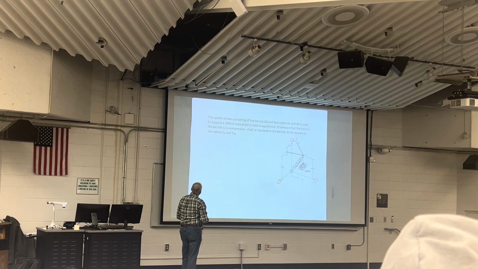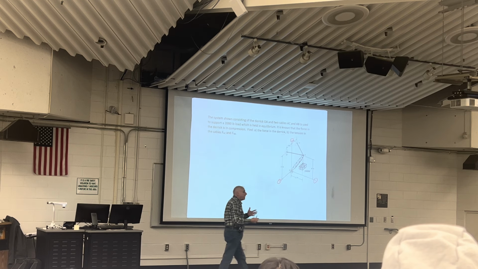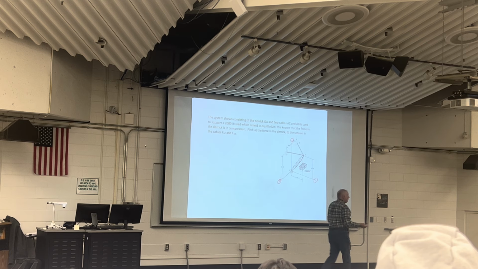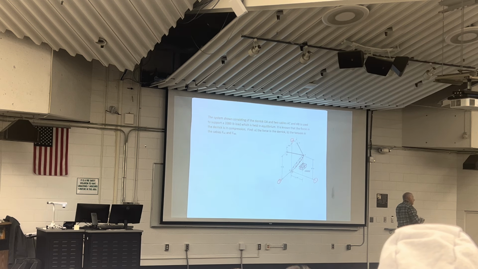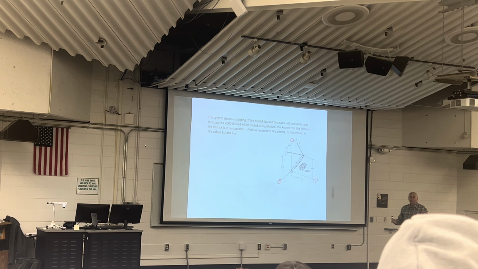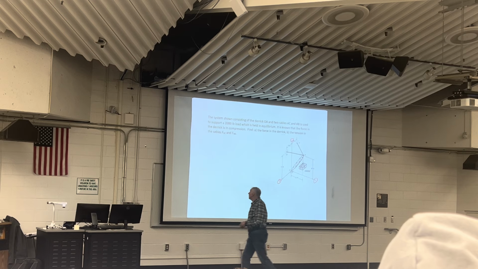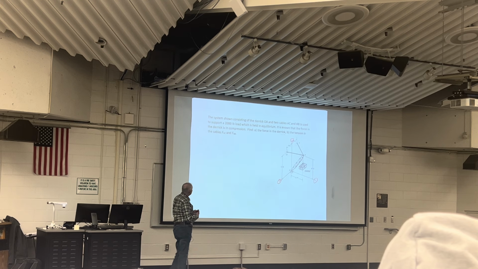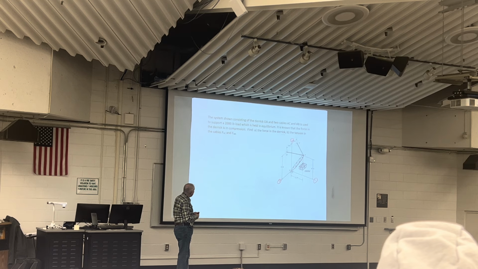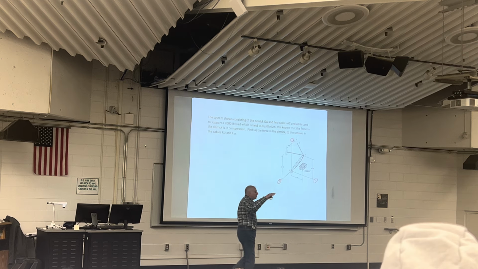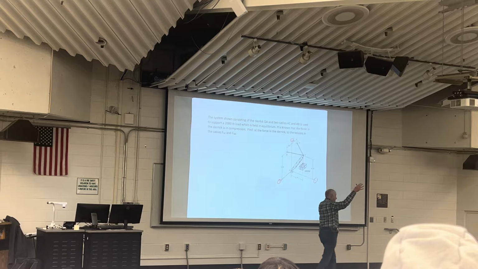All right, so the system's shown because the question could be, hey, find me the resultant of the two cables. Or it could be, hey, find me the cables if we have equilibrium. So I don't know which one it is until I read the question. The system shown consists of a derrick OA and two cables AC and AB used to support a 2,000-pound load, which is held, and here's the magical word, in equilibrium.